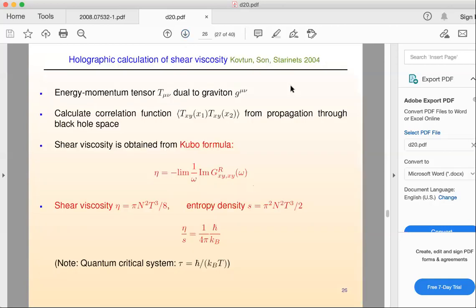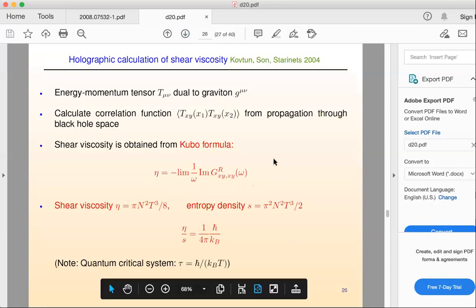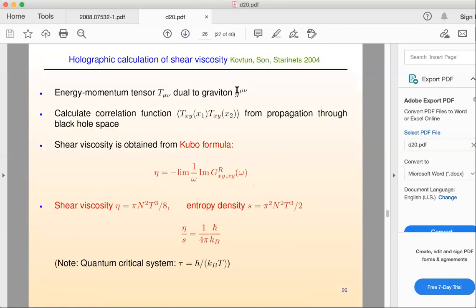Okay, so this is a result which is very, very famous in AdS/CFT correspondence. The energy-momentum tensor is dual to the graviton in AdS/CFT. For calculating the shear viscosity, we need a Kubo formula. The shear viscosity can be obtained from the retarded Green's function for the energy-momentum tensor. The idea is to calculate this from the propagation through the black hole space. This then gives a particular result for this eta, which is shown here.